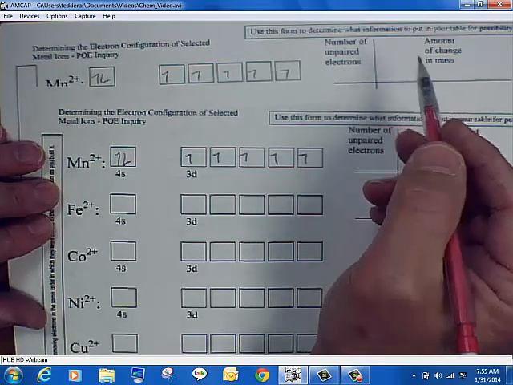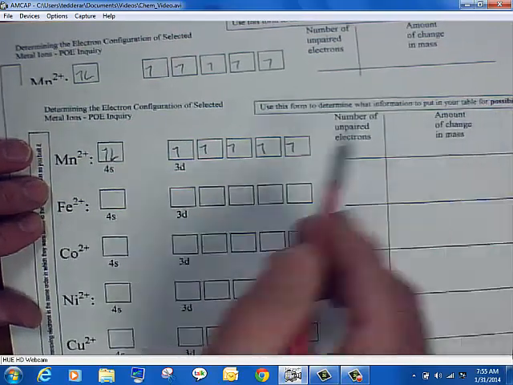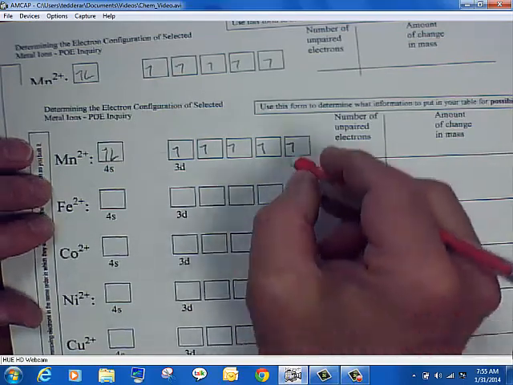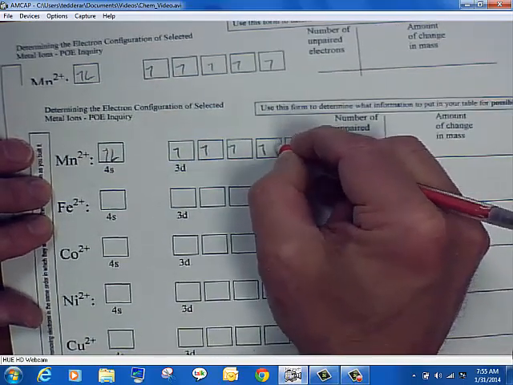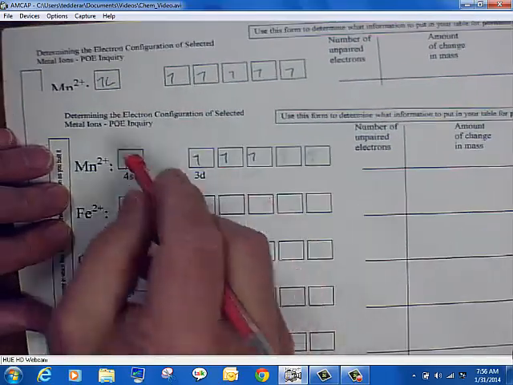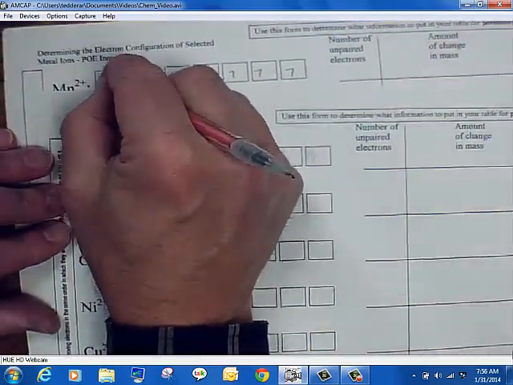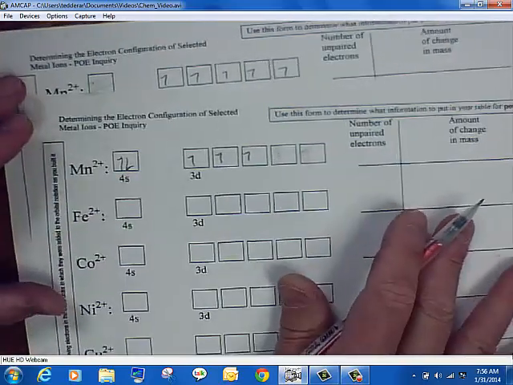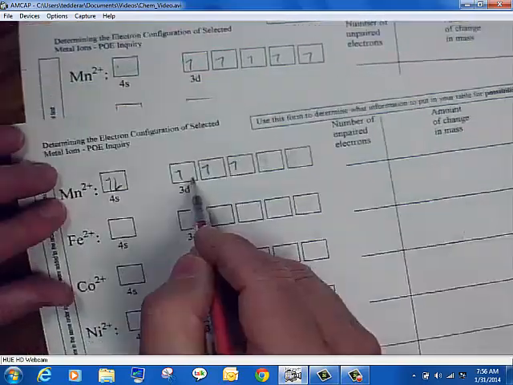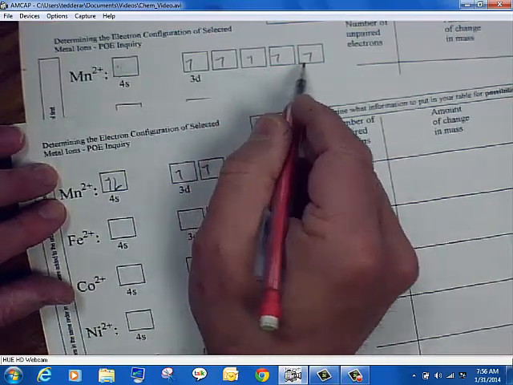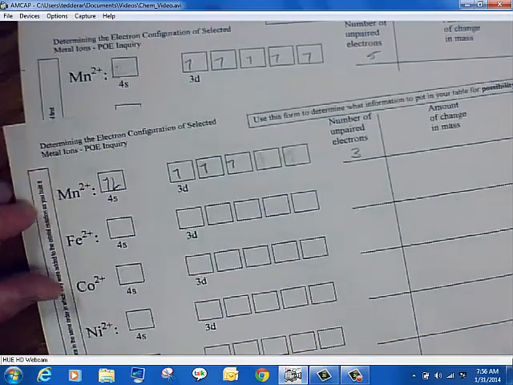All right, so here you're going to look at possibility number 1. Possibility number 1 is to remove electrons in the order you put them in. So I'm going to remove the 2 electrons from here and here. Possibility number 2 is to remove them from the highest energy level first. So I remove them from here and here. So here I can see that I have 3 unpaired electrons, and here I can see I have 5 unpaired electrons.